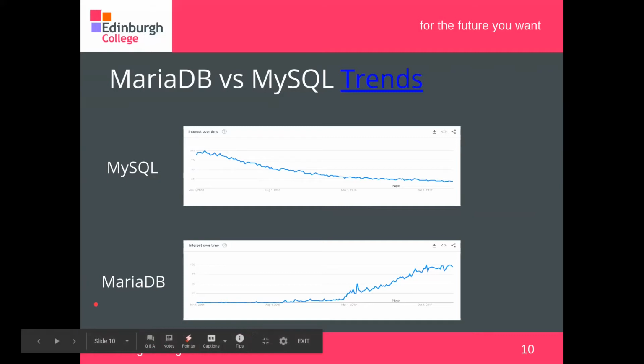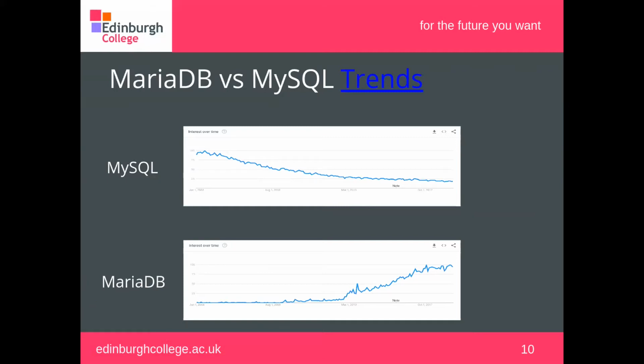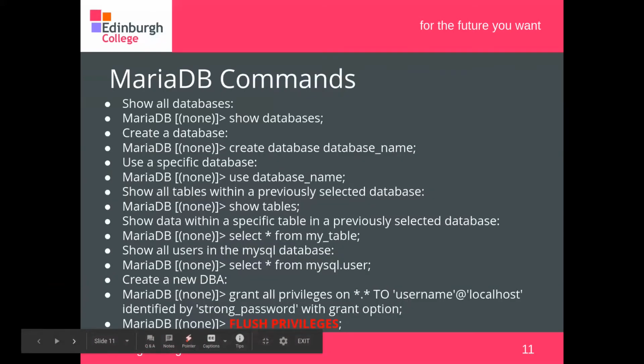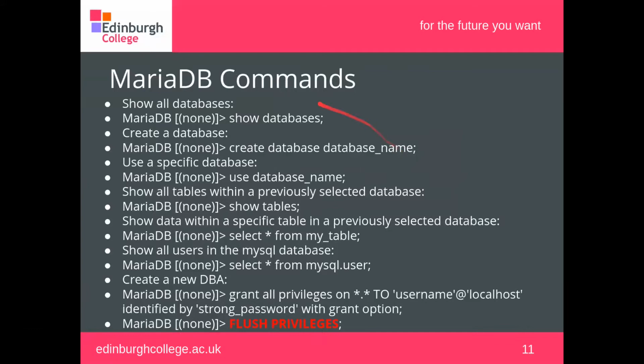So if you type mariadb at the command line and start MariaDB, you're going to need to know some commands. So let's have a look at some MariaDB commands. Show databases. This will show you all the databases that you have running on that server. Create a database is dead easy. You just type create database, then the name of the database you want to create, and a semicolon. Use a database. So go into the database and look at the tables and things. You just type use and then the database name.